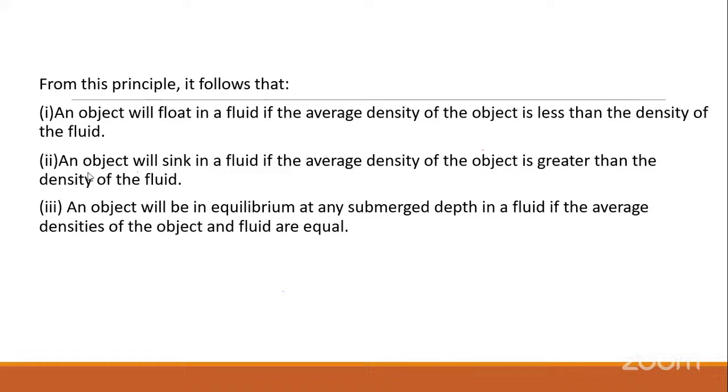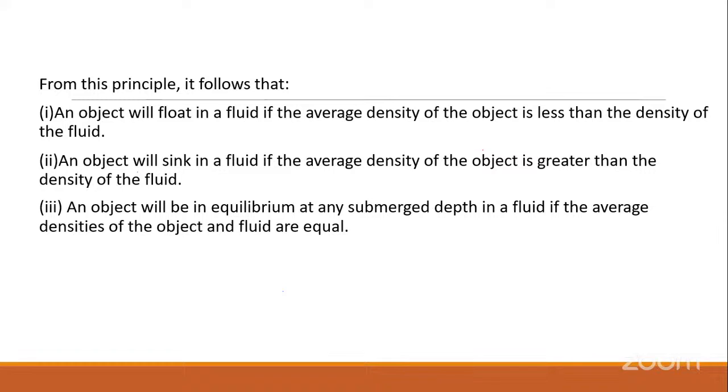Now, the second point says an object will sink in a fluid if the average density of the object is greater than the density of the fluid. So that is why stone will sink in water, because it has density greater than the density of water. Now, the third point is an object will be in equilibrium at any submerged level in a fluid if the average density of the object is equal to the average density of the fluid.